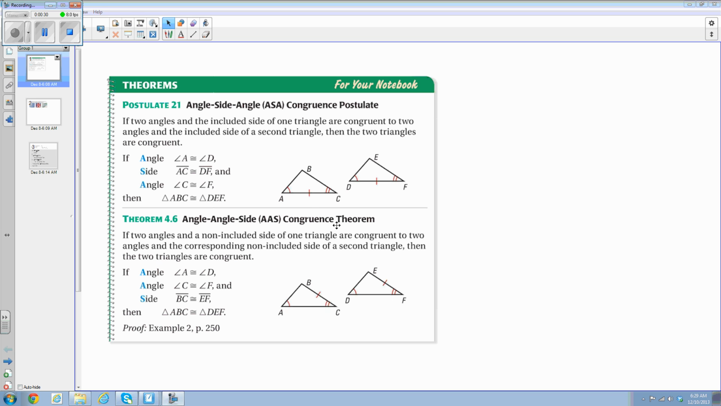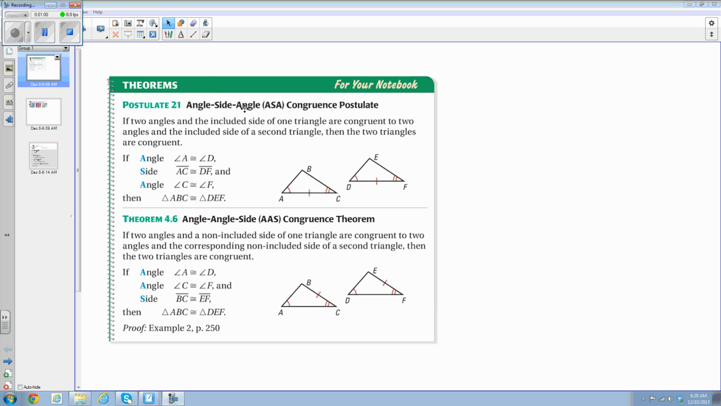What this means: an included side, again, is the side that's going to be between two angles. So if we have angle A and angle C, the included side is AC. It's the one between the two angles. So angle A and D are congruent, AC and DF are congruent, and C and F are congruent. Since these are both two angles with a side included between them, these two triangles are congruent.